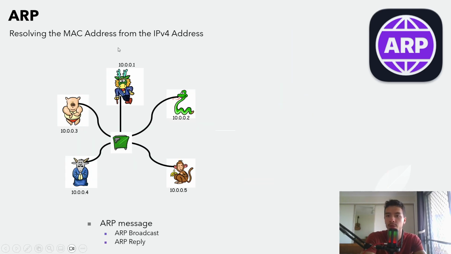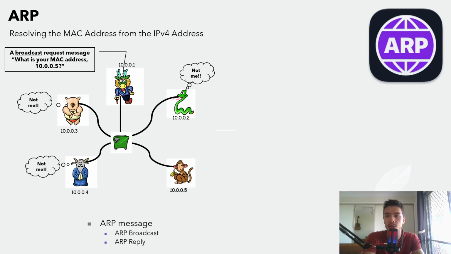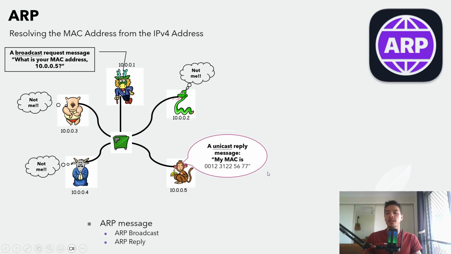So resolving the MAC address from the IPv4 address: ARP message, ARP broadcast, ARP reply. So you can see a broadcast message, what is your MAC address? 10.0.0.5. Not me, not me, not me. It must be the monkey, right? Yeah. Aka a unicast message reply, my MAC address is such and such. So it's kind of asking everyone, and then the person who has that address responds. That's basically what's occurring.